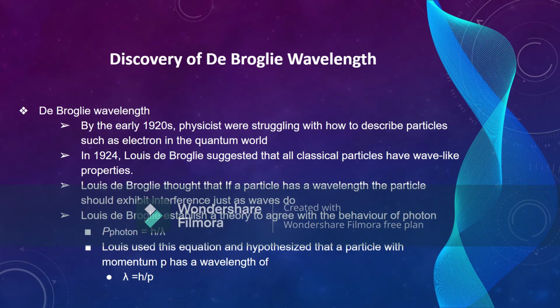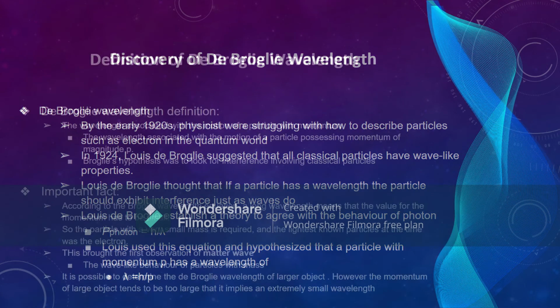Discovery of the de Broglie wavelength. By the early 1920s, physicists were struggling with how to describe particles such as electrons in the quantum world. In 1924, Louis de Broglie suggested that all classical particles have wave-like properties. Louis de Broglie thought that if a particle has a wavelength, the particle should exhibit interference just as waves do. He established a theory to agree with the behavior of photons. The momentum of photons is equal to h divided by wavelength. So he used this equation to hypothesize that a particle with momentum p has a wavelength equal to Planck's constant divided by momentum.